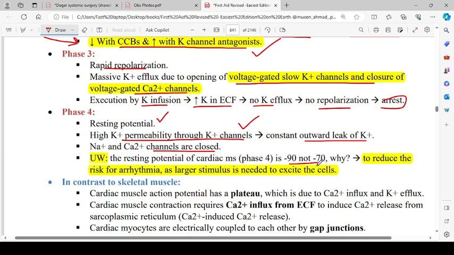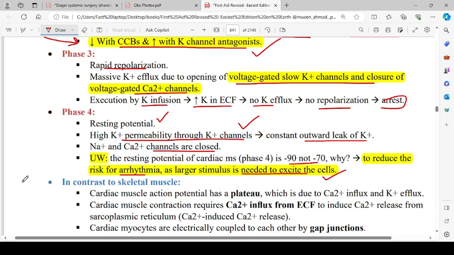Why? The resting potential is lower than the other cells to reduce the risk of arrhythmias, as a larger stimulus is needed to excite the cells. Now, the cells will be excited only when they actually need to be excited.